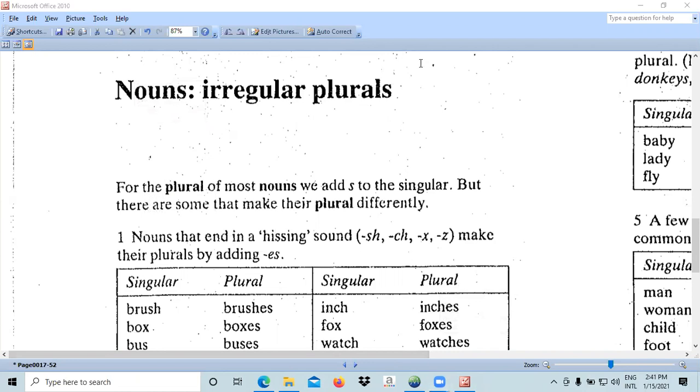Right. Now listen. Now in the previous class, last week, we learned about plurals.